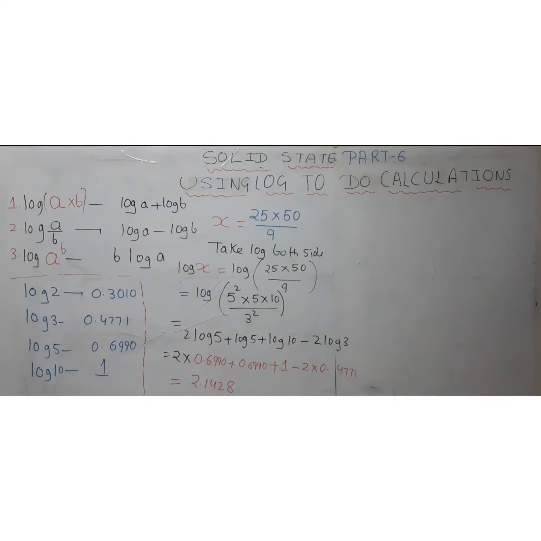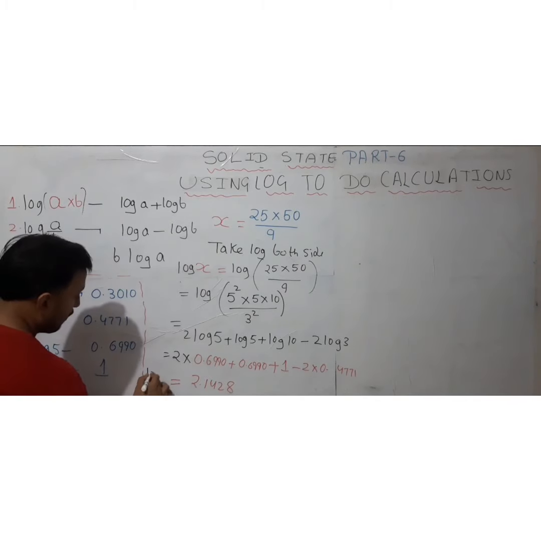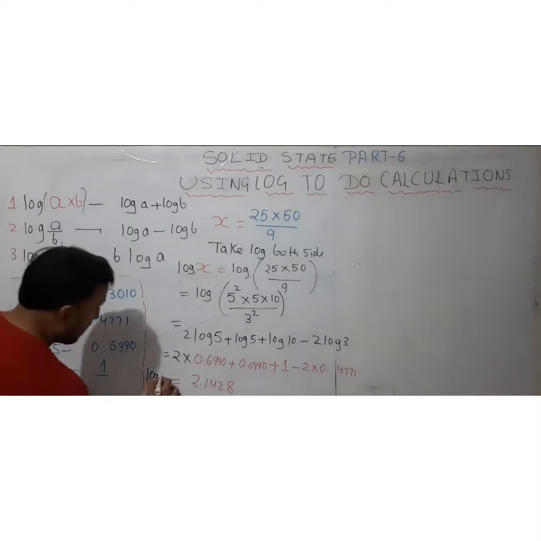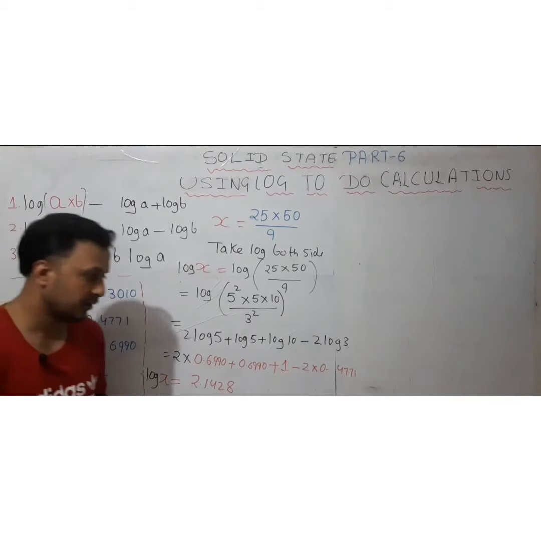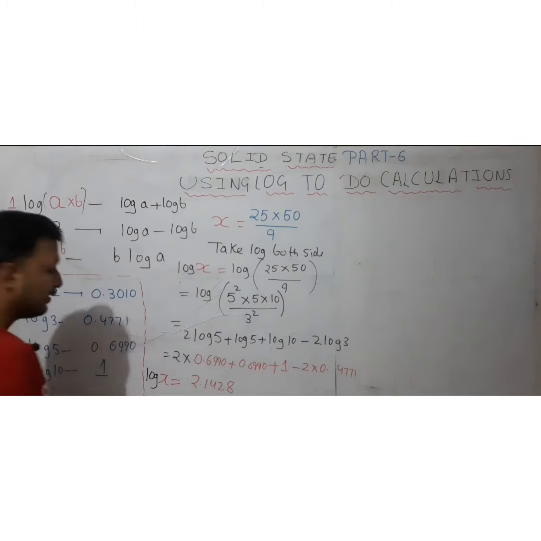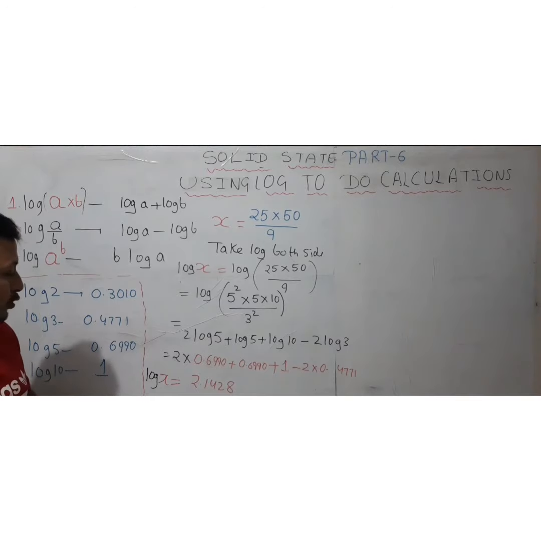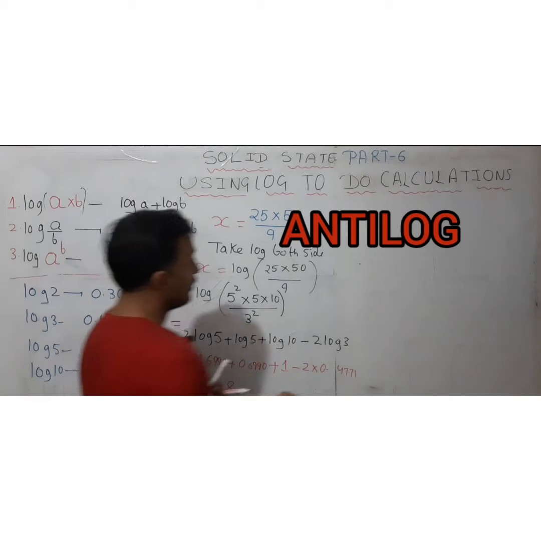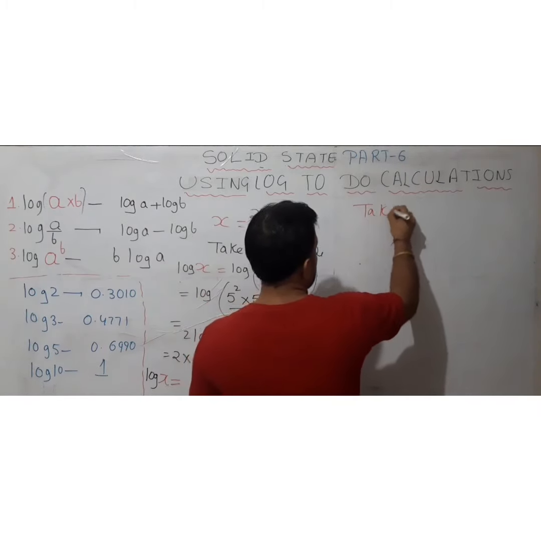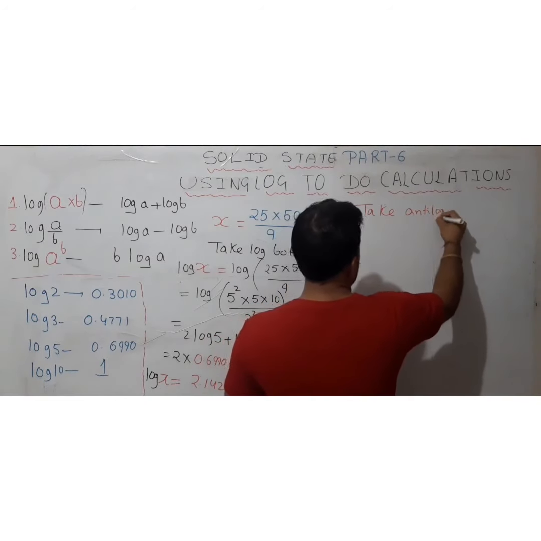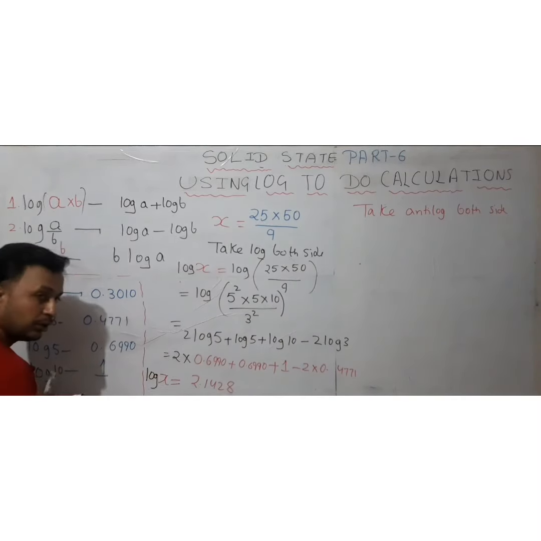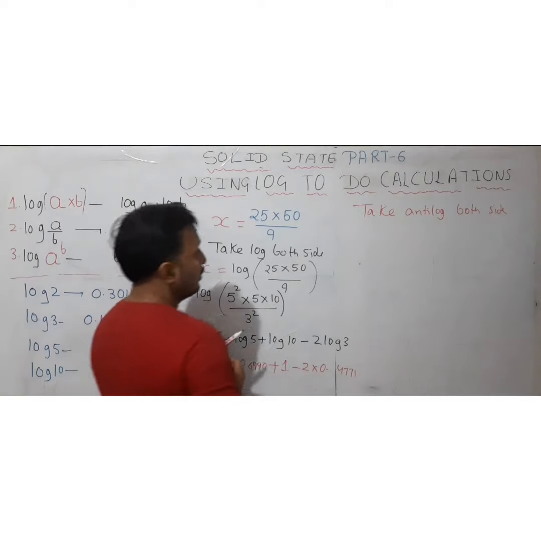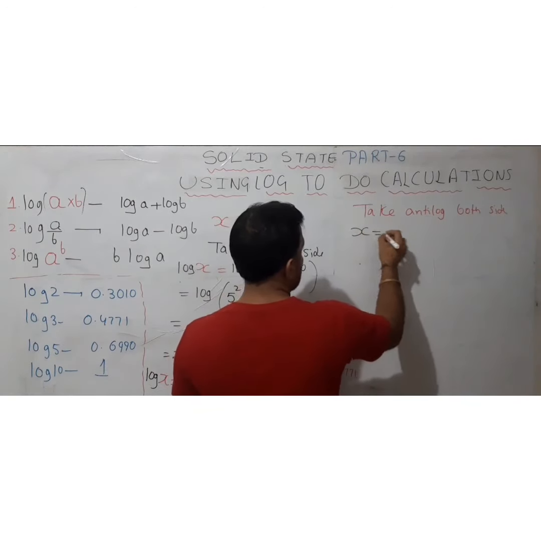Now all these values which we have calculated are equivalent to log x. So we still haven't found the value of x, because we have to find the value of x, not log x. So now you have to cancel this log, and to cancel the log you have to use anti-log. Okay, you have to apply anti-log. So we take anti-log on both sides. When you take anti-log on both sides, the log here is cancelled and anti-log is applied on the right hand side. So it becomes x equivalent to the anti-log of 2.1428.